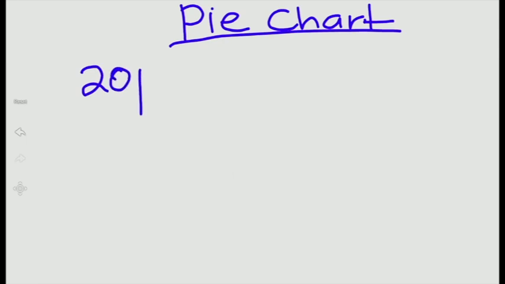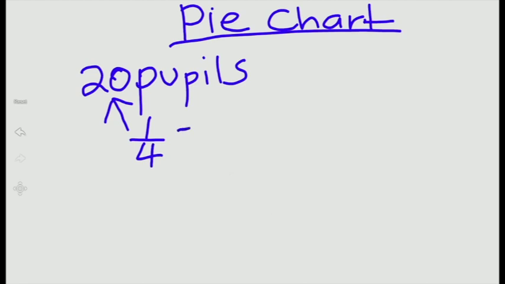So in this case, I'm going to make an example. I'm going to say this is a class of, say, 15 pupils, okay? Or let's say 20 pupils. This is a class of 20 pupils, right? And I'm going to give you a fraction of the boys in this class. A quarter, 1/4 of these pupils here are boys, and the rest are girls.